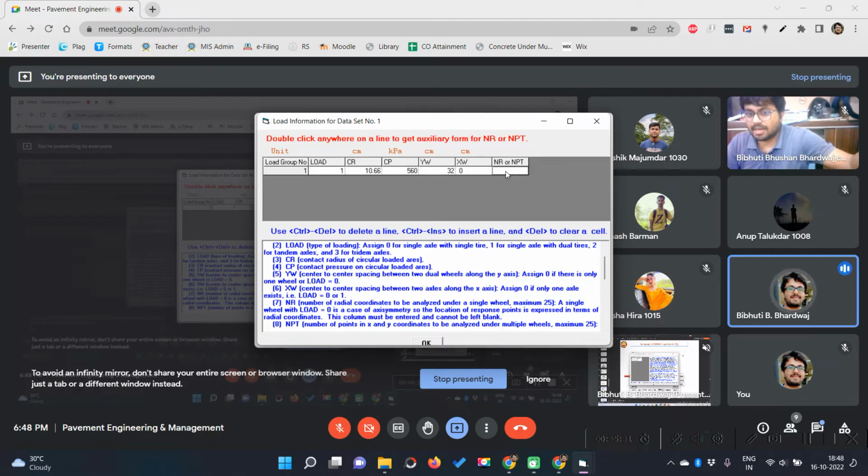And NR or NPT, that means how many points are there in every layer. We have considered two layers, one at z equal to 15, one at z equal to 60.001, right? So at every layer, how many points are there? So 3 points. I will write 3.